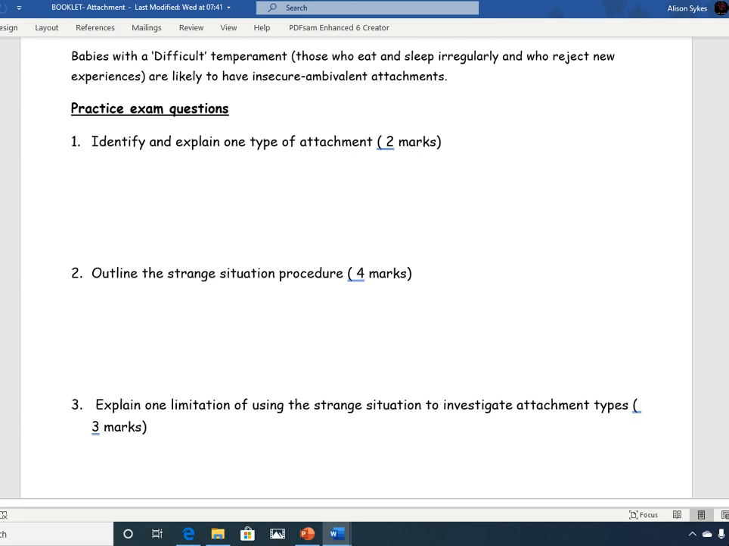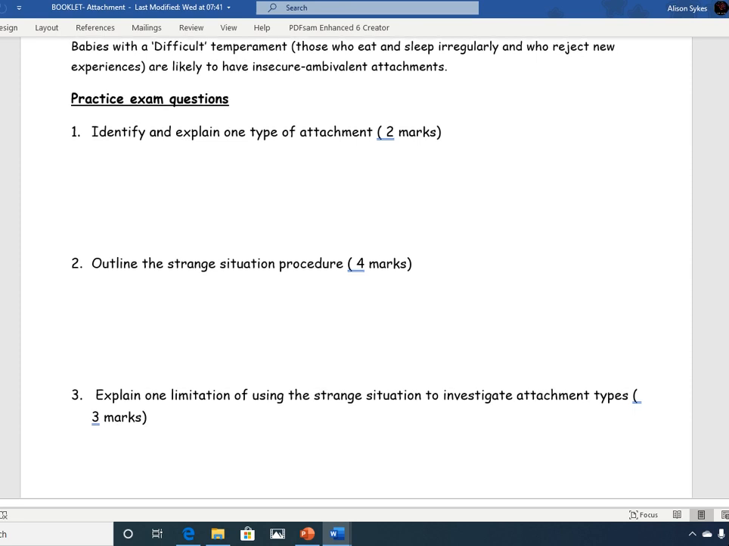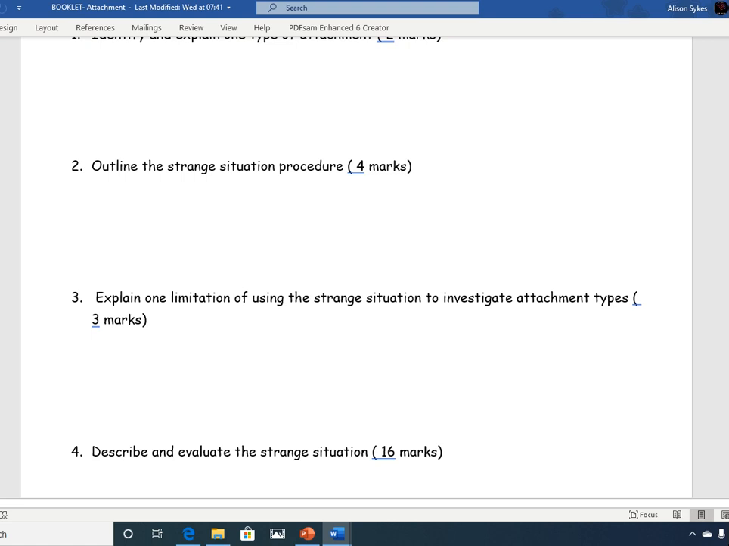Question number 3. Explain one limitation. This is a peel point. I would give a full peel point. What you need to be very careful of with this is that you stay on point. So one limitation of the strange situation to investigate attachment types is that it is culturally biased.